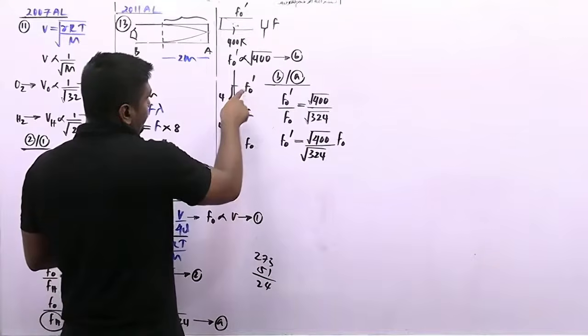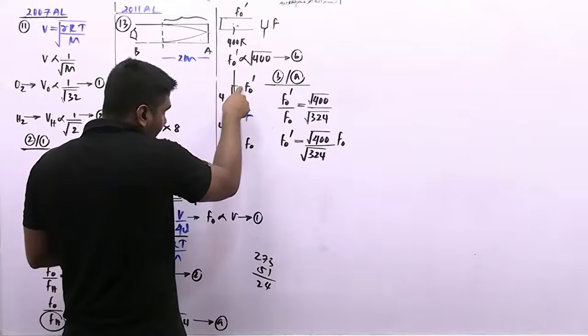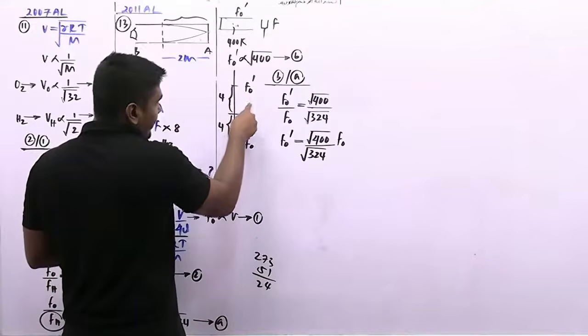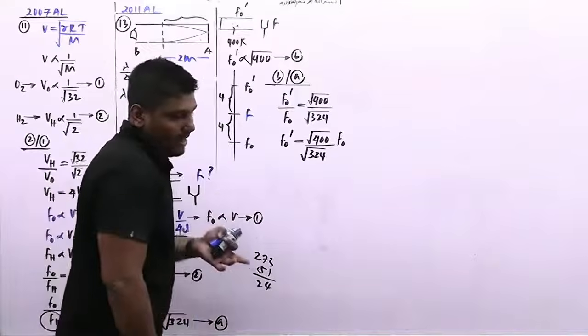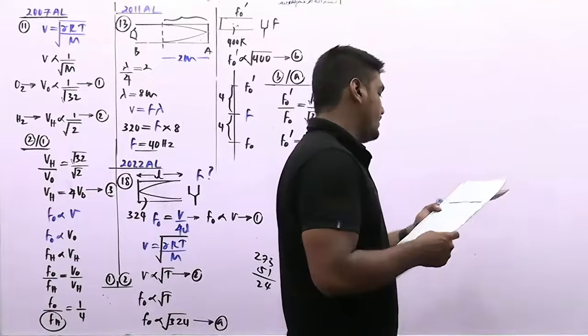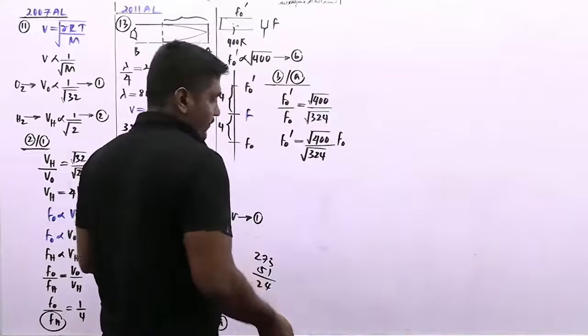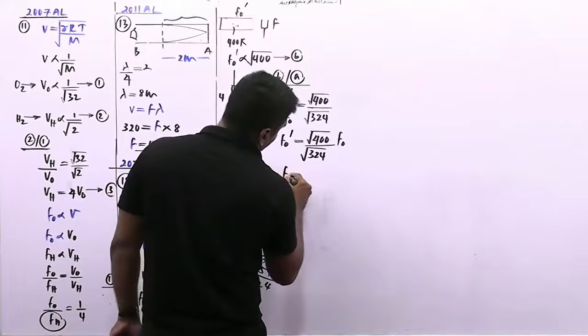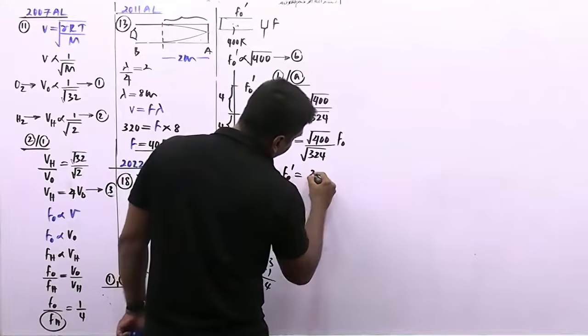Because we know the gap between f naught dash and f naught is how much? 8. Now root 400 is how much? 20. So f naught dash root 400 is 20.